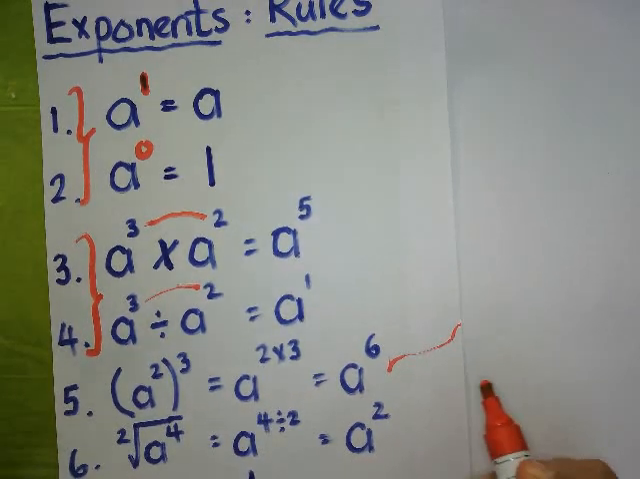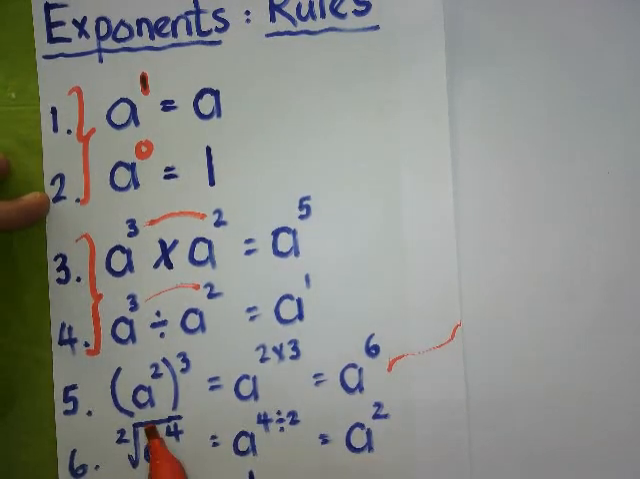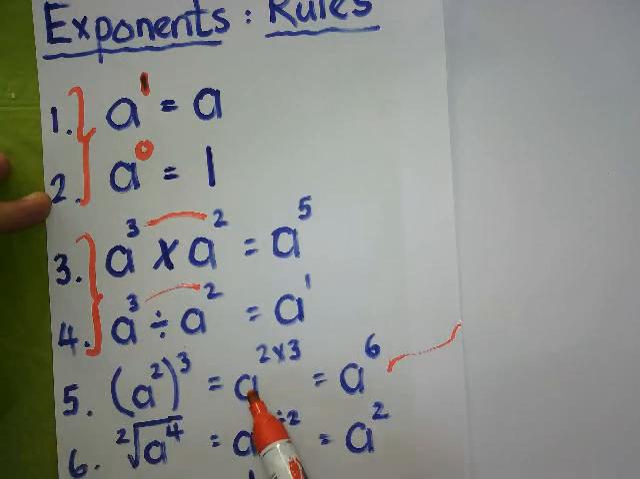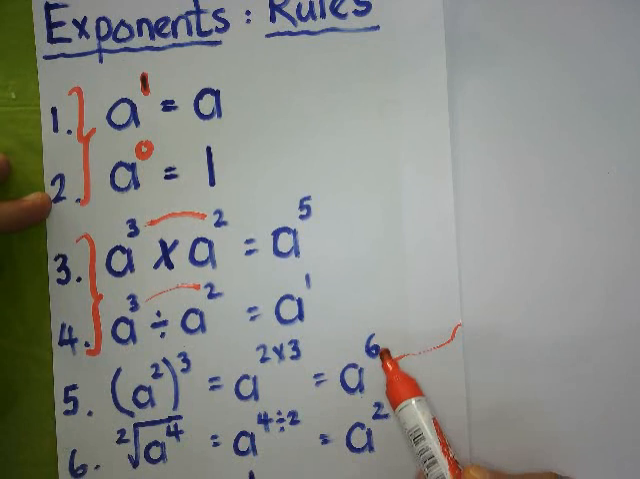Right. Number 5. If I have an exponent in the bracket and an exponent outside of the bracket, then what do I do? I multiply the exponents. So 2 times 3 gives me 6. So it's A to the power 6.